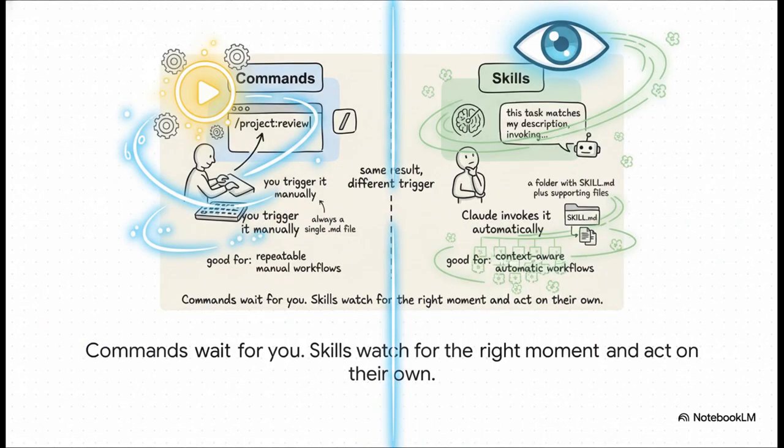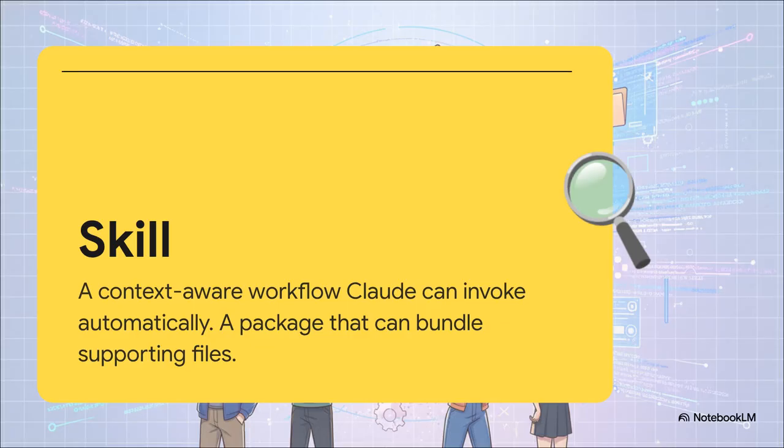Now, taking that a step further, we have skills. And look, commands and skills might sound similar, but there's one huge difference: how they're triggered. A command, well, you have to trigger it manually by typing it. But a skill? A skill is a workflow that Claude can decide to use all by itself automatically, whenever it thinks the time is right. Basically, a skill is a smart, automated workflow. So if you say something to Claude like, hey, can you review this file for security issues, it can look through its skills, find one that matches, and then just run that whole workflow on its own.